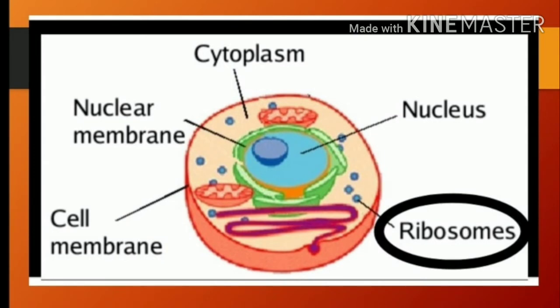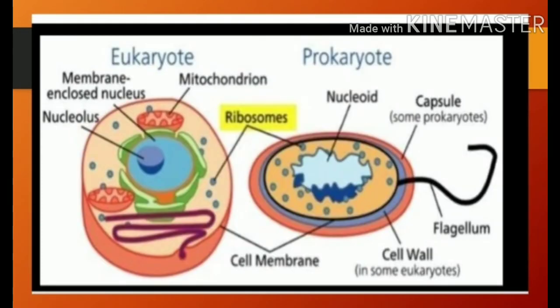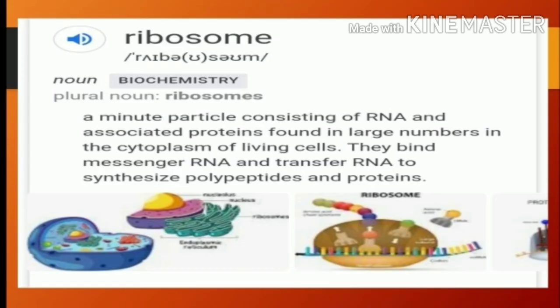Now let us start with what is a ribosome. Okay, so ribosomes are found in eukaryotic and even the prokaryotic cells. As you can see, there is a highlight of ribosomes in yellow color which are found in both eukaryotes and prokaryotes. So while defining ribosomes, ribosomes are minute particles which consist of RNA and associated proteins and are found in large number in the cytoplasm of living cells. They even bind with other RNAs.